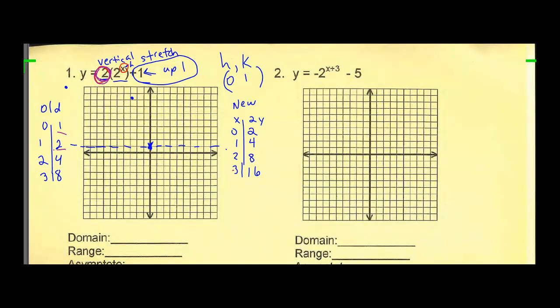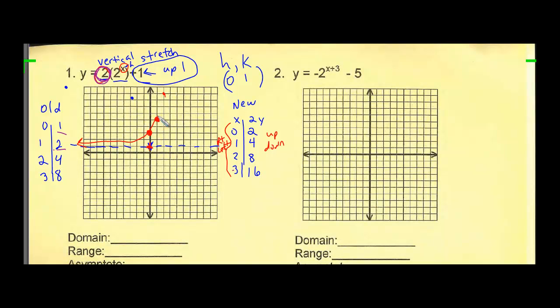So starting from the new HK, which is right here, we're going to go out 0, so to the right 0, because all of this is right or left movement, and this is up or down movement. So we're going to go right 0 and up 2. We're going to go right 1 and up 4, right 2 from here, 1, 2, and up 8. So this is a graph that goes like this.